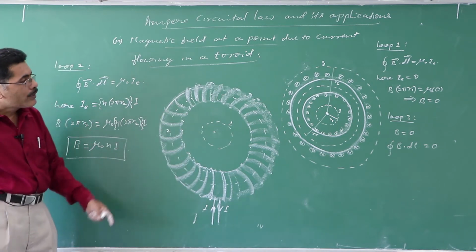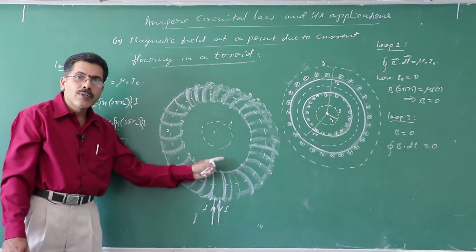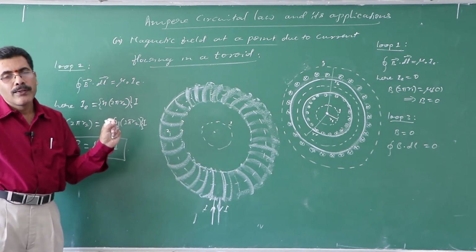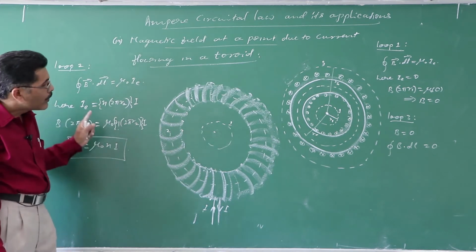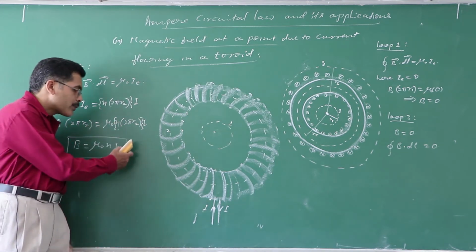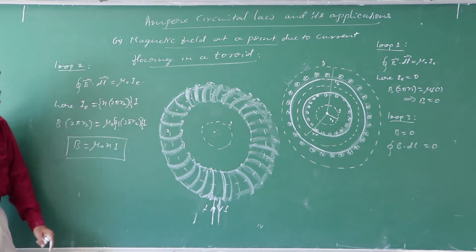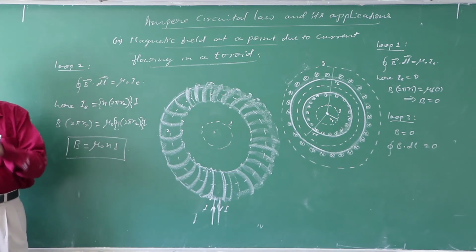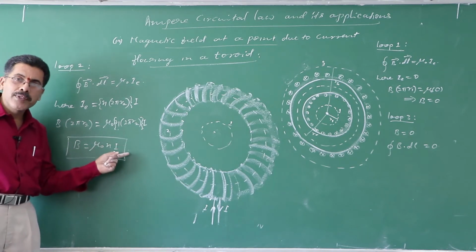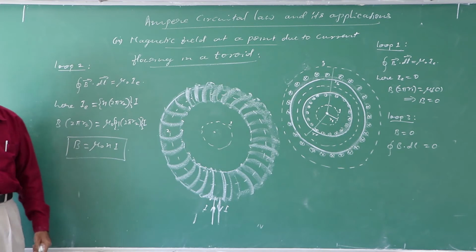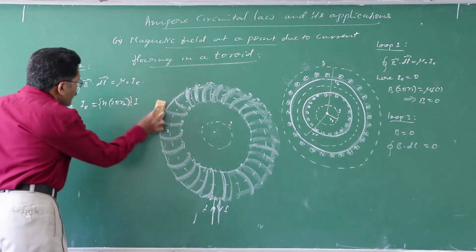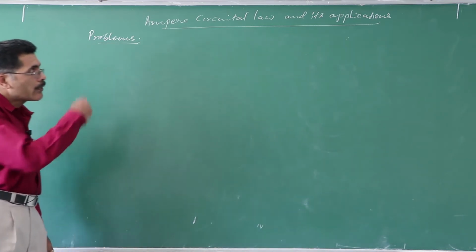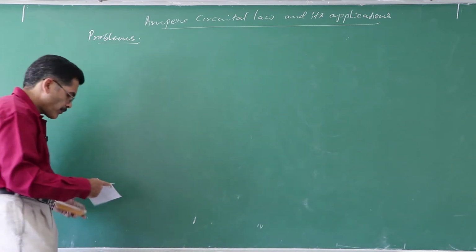Please remember, in the case of a toroid and solenoid, no derivation will be asked in the examination. From the board examination point of view, there won't be any derivation, but you must know the final result. What is the magnetic field due to a current carrying toroid and a current carrying solenoid? Both of them have the same equation, B is equal to mu naught into N i.